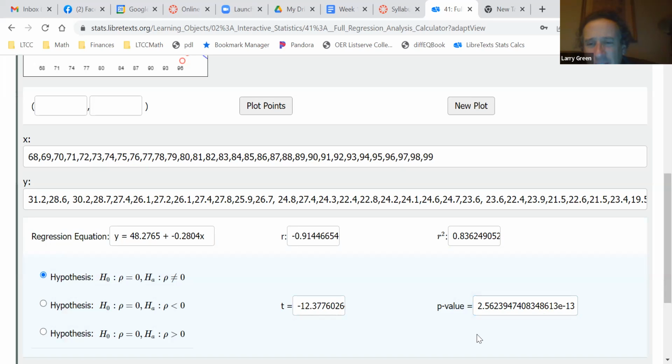By the way, is the p-value 2.56? Is that what the p-value is? Is that approximately the p-value? No, it's nowhere near the p-value. P-values can never be 2.56. What am I missing?